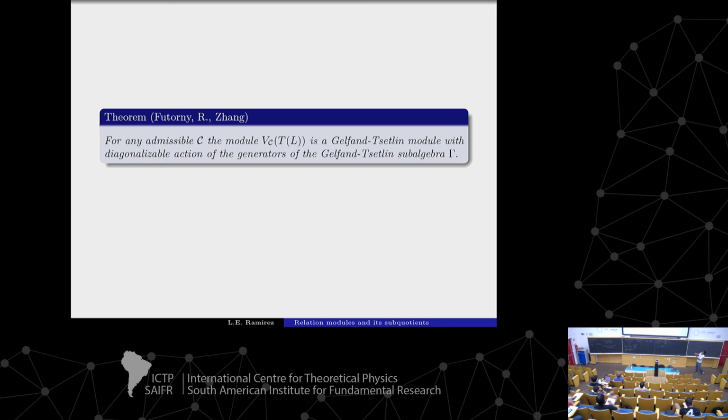Maybe it's important to mention that we have explicit generators for the Gelfand-Tsetlin subalgebra, and also we have the explicit action of the generators. So we know exactly the action. It's just certain symmetric polynomials with entries inside the tableau, okay?